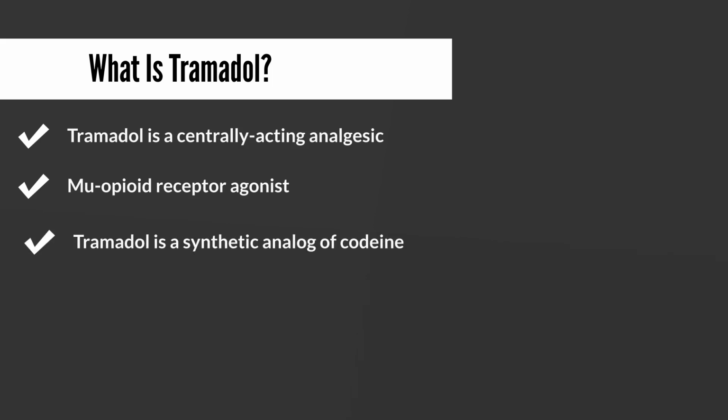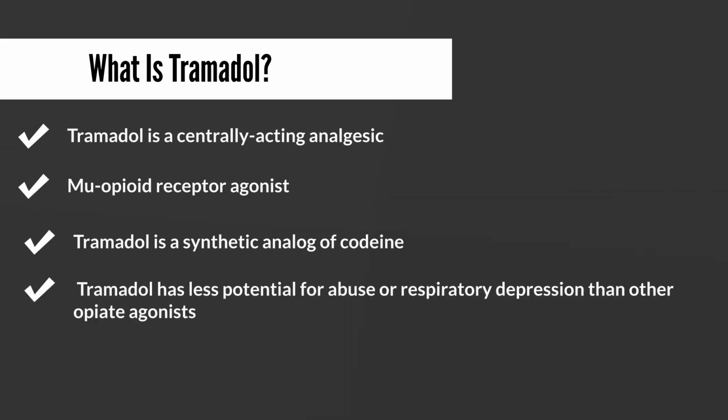Tramadol is also a synthetic analog of codeine, that is, its molecular structure looks like codeine. The good thing about Tramadol though is that it has relatively less potential for abuse or respiratory depression than some other opioids. The risk still exists though, but it is just minimized relatively with Tramadol.